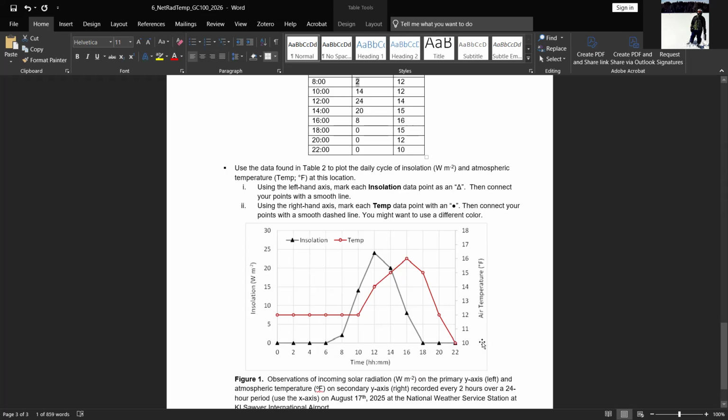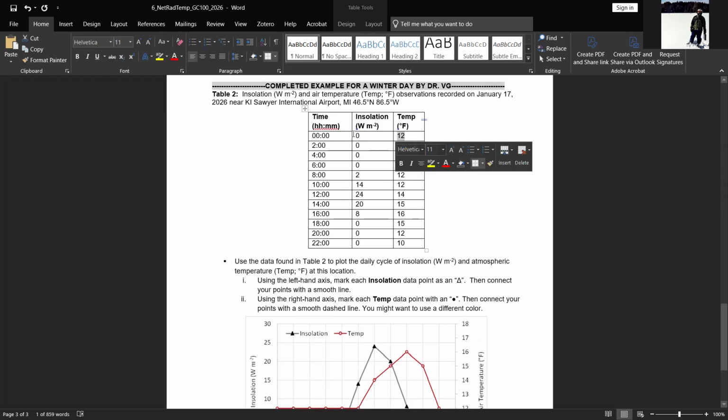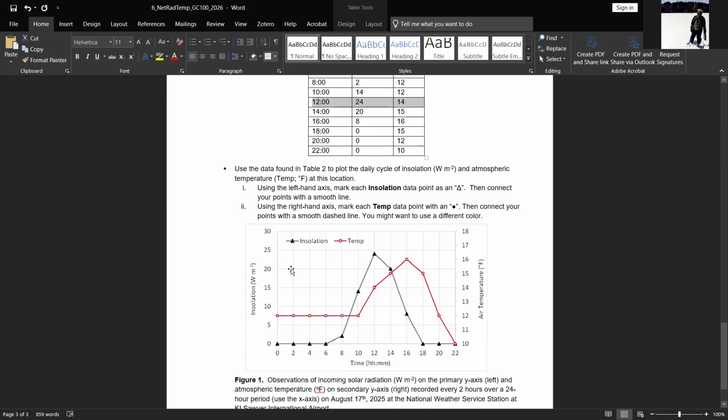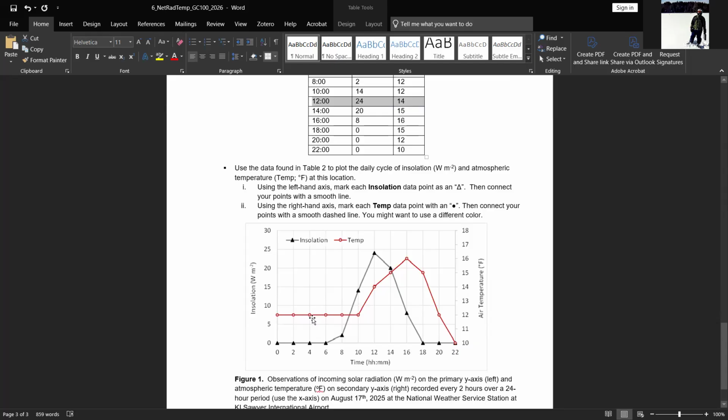And then here your second y-axis goes from 10 degrees Fahrenheit to 18. At midnight it was 12 degrees, and in fact it's 12 degrees all the way until midday, until noon. You plot these data, and then it goes up from 12 to 14 or so, 15, and you keep going, and voila, you have your final completed figure.